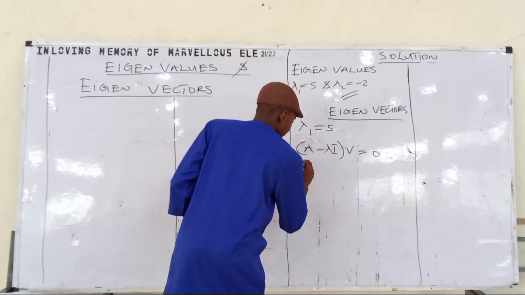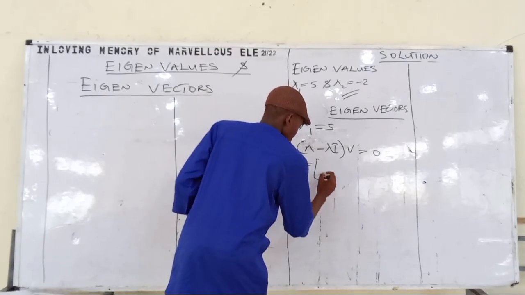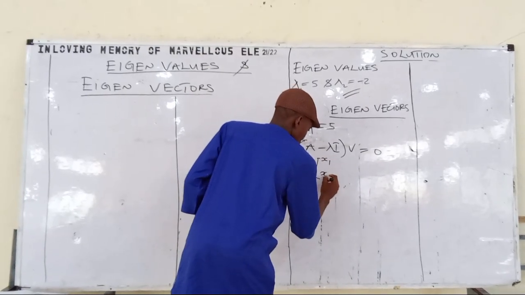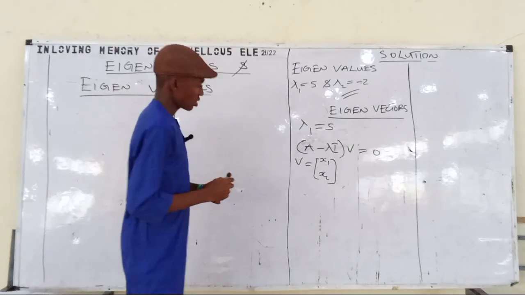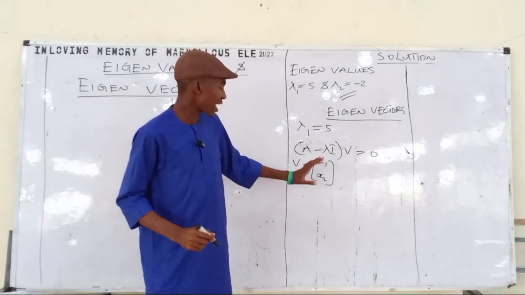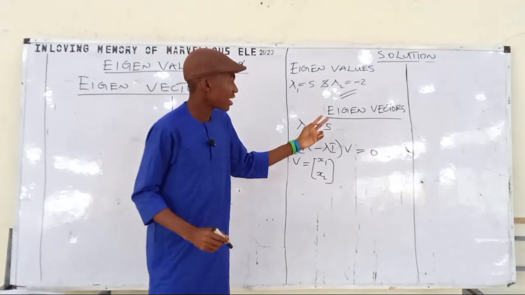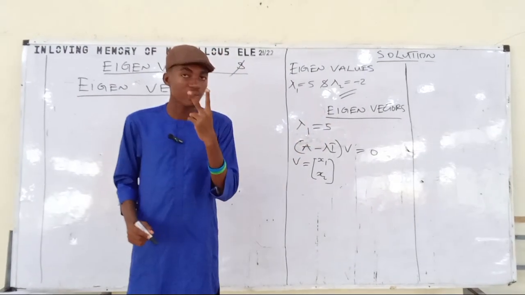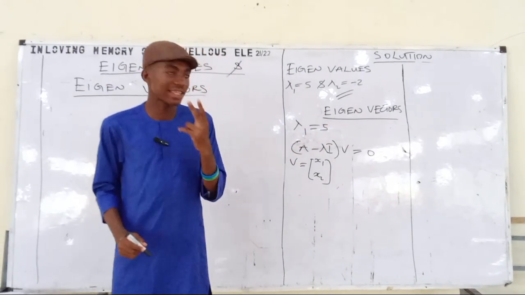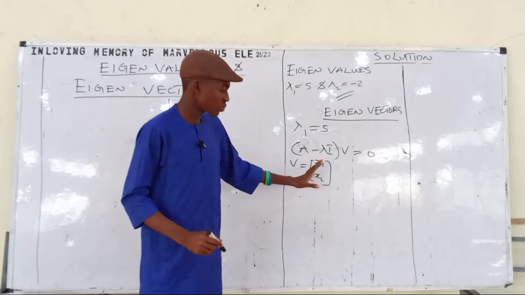And also our v equals x1, x2. Your eigenvector is x1 and x2 because it's a 2 by 2 matrix. So each eigenvalue will produce an eigenvector with 2 components. So note that down. Your eigenvector is x1 and x2.